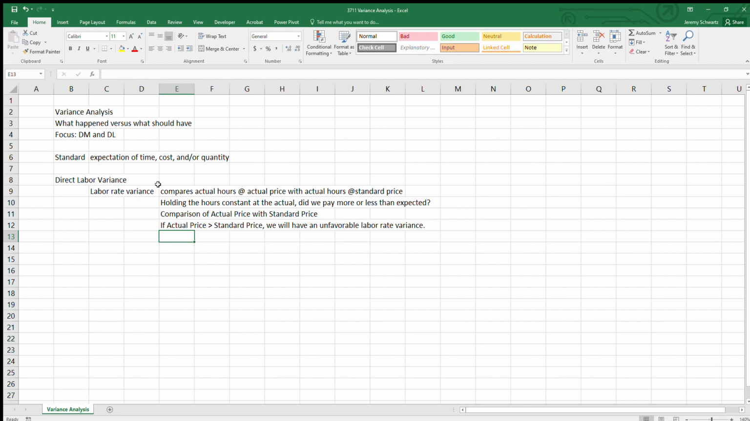So it's like, well, that's greater, right? Why is this unfavorable? Well, it's unfavorable because it cost us more than what we were expecting. So in that regard, we ended up spending more than what we anticipated. And vice versa, if the actual price, I'm going to come back in here and change this, very importantly, is less than the standard price, then we have what's known as a favorable labor rate variance. It costs us less than what we had anticipated.